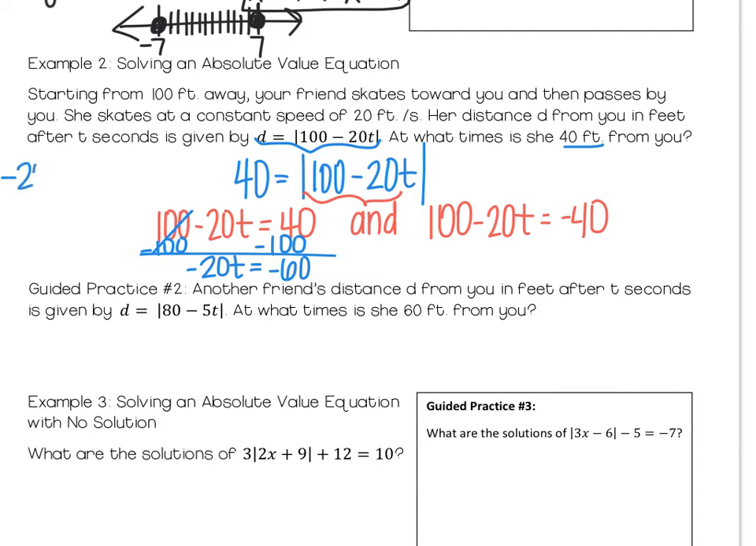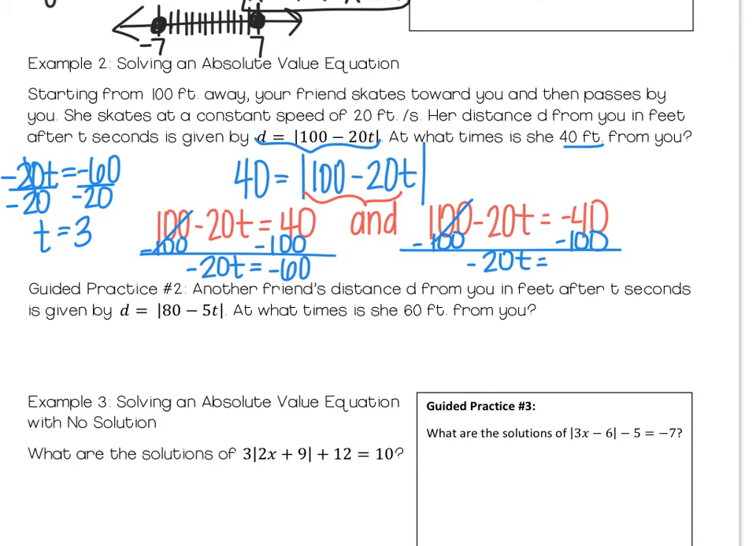I'm going to rewrite that over here so I'll have more space to solve. If you divide both sides by negative 20, you get t equals 3. But you're not finished because you had the other equation, so you're going to subtract 100. And you get negative 20t equals negative 140. If you divide both sides by negative 20, you get t equals 7.